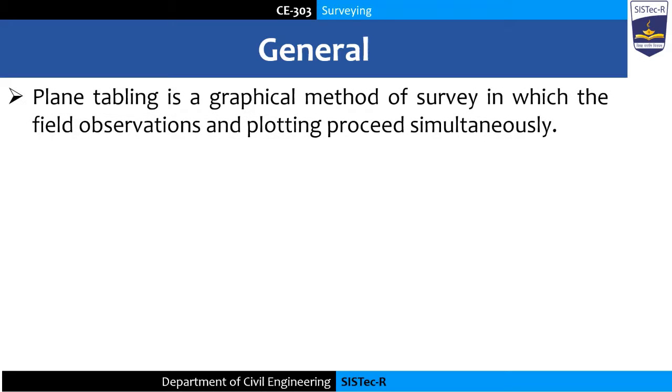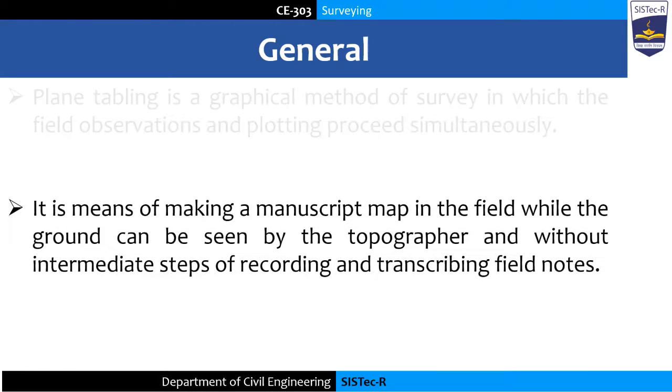Plane tabling is a graphical method of survey in which the field observations and plotting proceed simultaneously. So in this method, two processes will go on simultaneously: first, the field observations, and second, the plotting. We will understand this later. It is a means of making a manuscript map in the field while the ground can be seen by the topographer, and without the intermediate steps of recording and transcribing field notes.